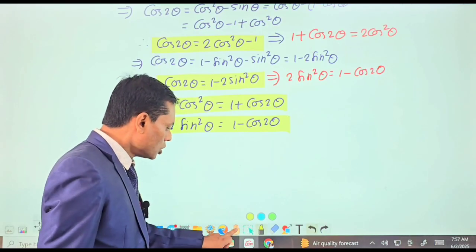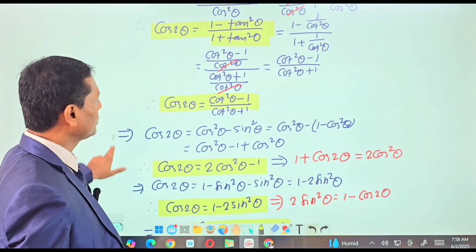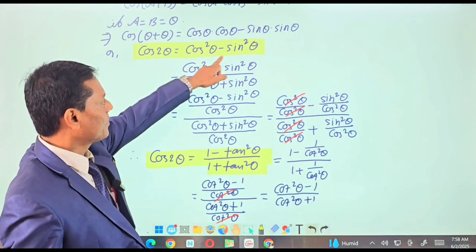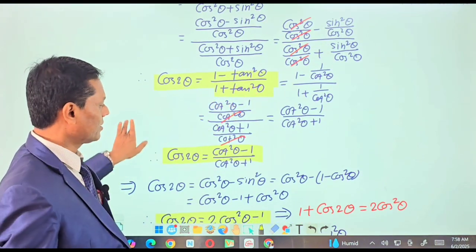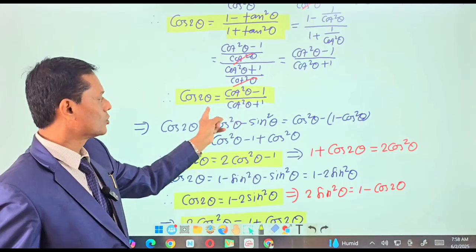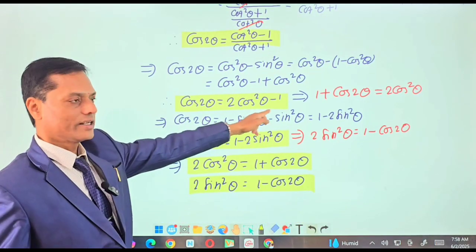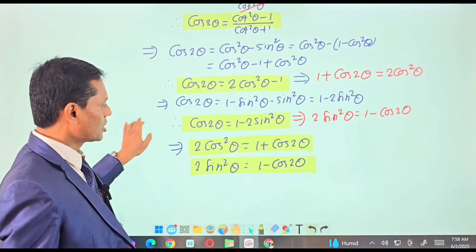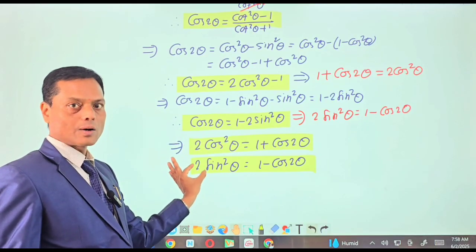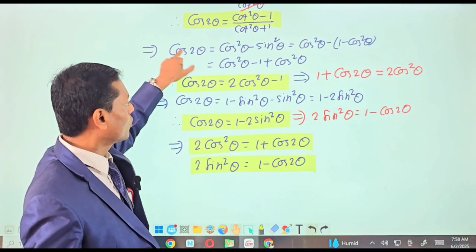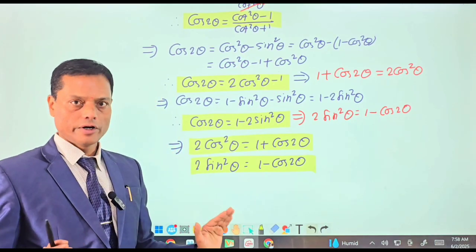So altogether you saw 5 formulae, 5 plus 2 formulae. One is cos square theta minus sin square theta. The next one is 1 minus tan square theta over 1 plus tan square theta. The third one is cot square theta minus 1 over cot square theta plus 1. The fourth one is 2 cos square theta minus 1. And the last one is 1 minus 2 sin square theta. And 2 cos square theta and 2 sin square theta are modified from the formula cos 2 theta equals cos square theta minus sin square theta. And these two formulae are very, very important.